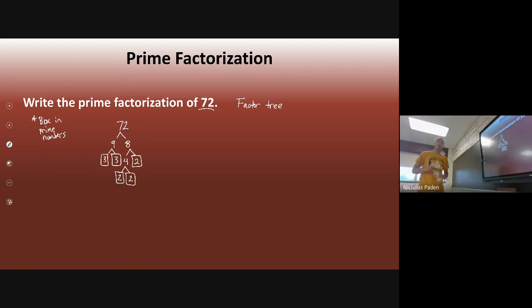You are only done with your factor tree when you cannot make any more branches. So notice every number at the very bottom is boxed in, which means it's prime, which means we can't go any further. So the next thing I'm going to do is I'm going to multiply the boxed in numbers.